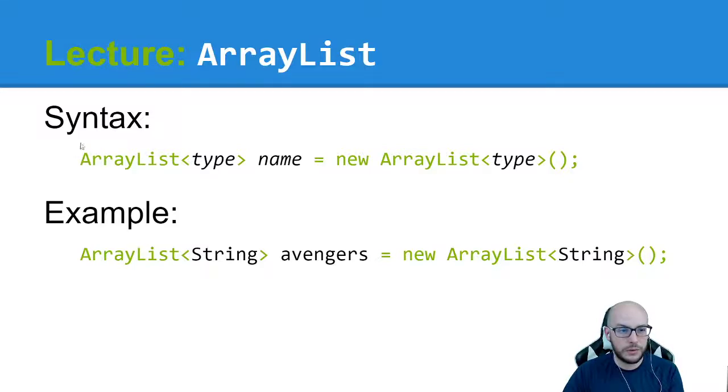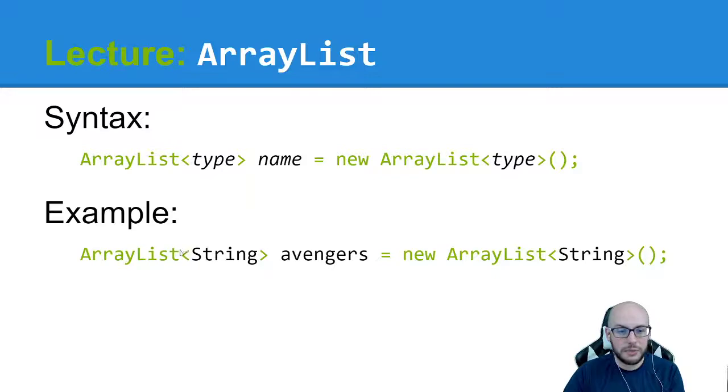Here's our syntax. We're going to use ArrayList, and then we've got greater than, less than symbols. We call them angle brackets in this context. Okay, in there is going to be some type of data type. We're then going to basically name the ArrayList. It's going to be our variable. And then on the right-hand side, you see we have a call to new. So we're creating a new ArrayList of that exact same type. This is a call to a constructor. So you see the parentheses there.